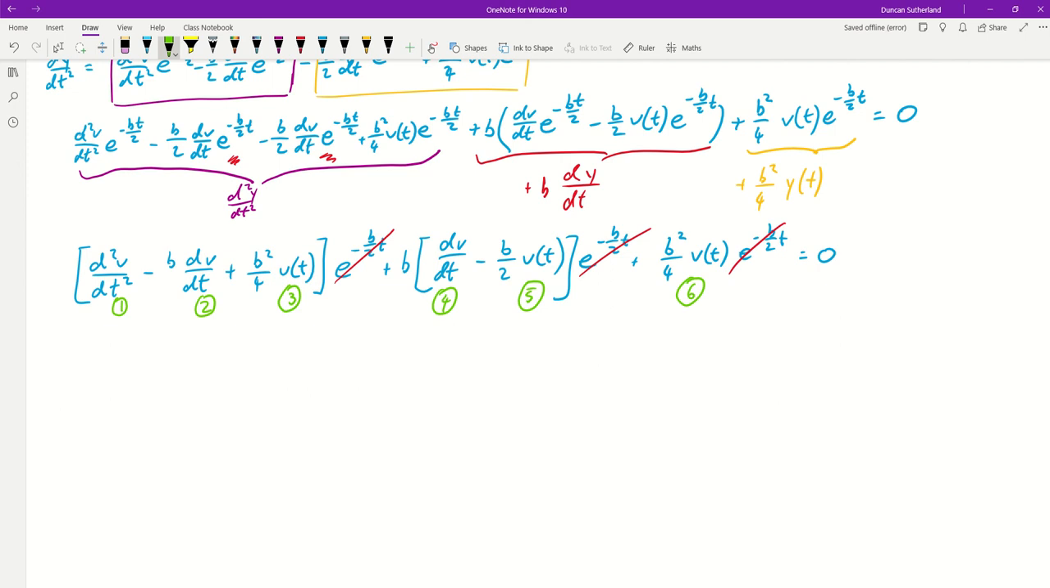There's nothing much we can do with term 1. It's the only second derivative that appears, so it's not going to simplify in any way, shape, or form. So we can write that one down. However, there's a first derivative term in 2 and 4, and we can combine them. So we've got minus b dv/dt plus b dv/dt. And that's term 2 and term 4. Then we've got term 3, 5, and 6.